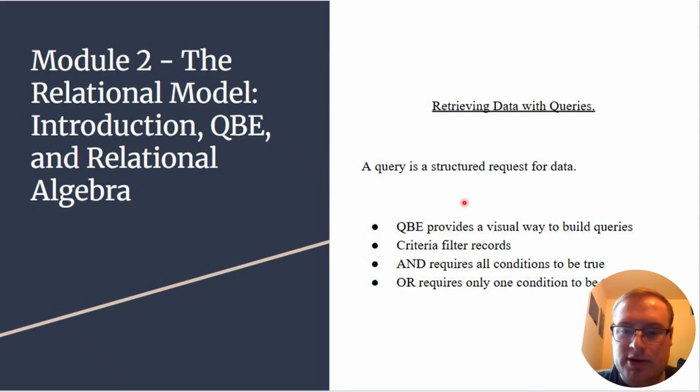QBE provides a visual way to build queries, helps build criteria, filter records, and requires all conditions to be true whenever using an AND statement, and OR only requires one of the conditions to be true.